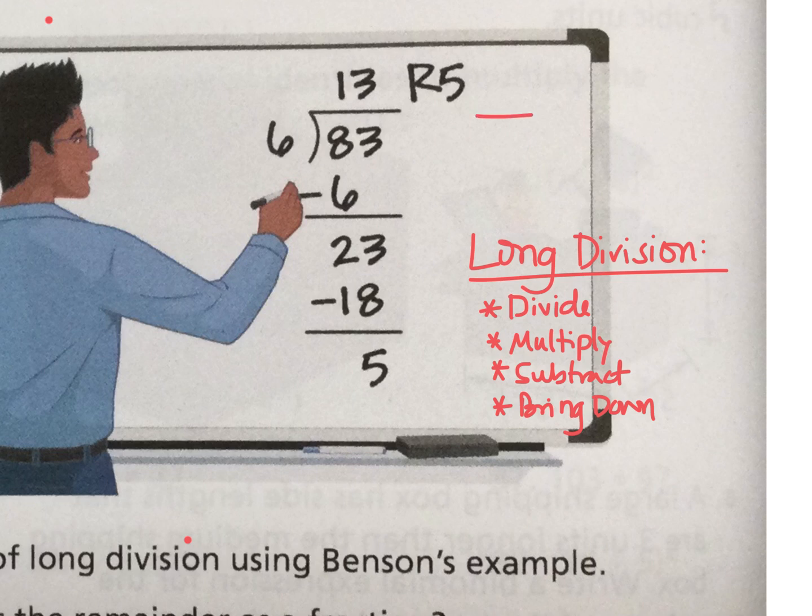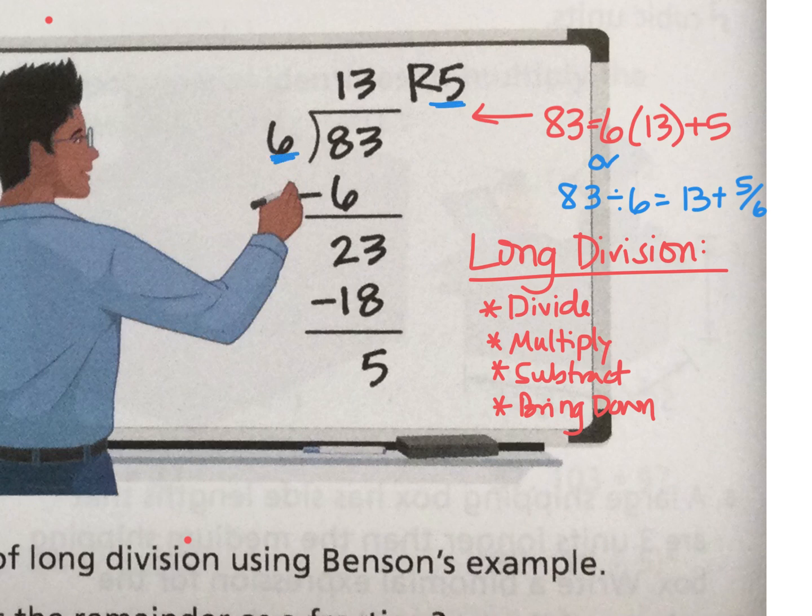A reminder about this answer right here, this answer can be written as 83 is equal to 6 times 13 plus 5 left over. Or we can write that as 83 divided by 6 equals 13 plus 5 sixths. So that's 5 out of the 6 that we have left over.